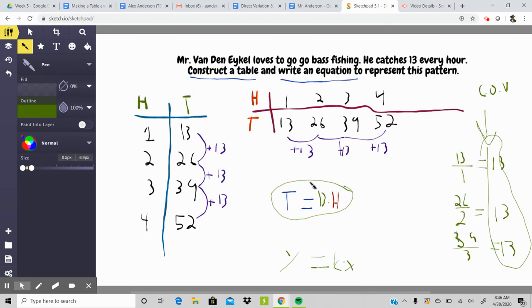13 times 2 is 26. That works out. 13 times 3 is 39. This checks out. Let's plug in 4. 13 times 4 is 52. That checks out. So this appears to be the equation that I'm looking for. And this is what all of your equations will end up looking like when we're dealing with proportional relationships. It's just your y variable or dependent variable is equal to your constant of variation times your independent variable.